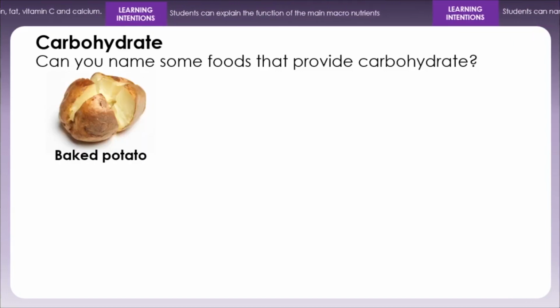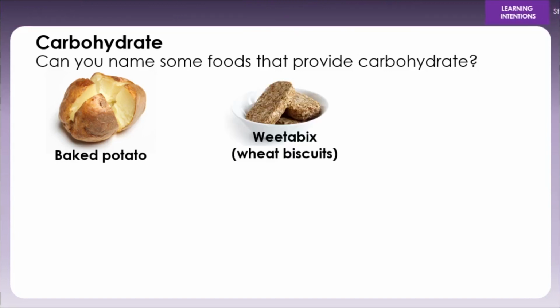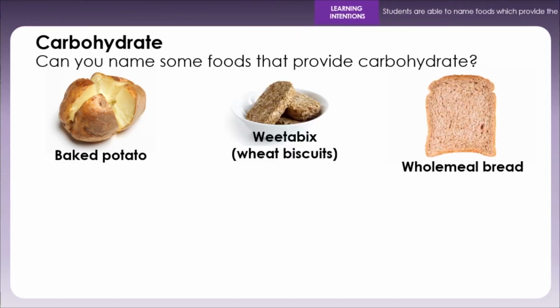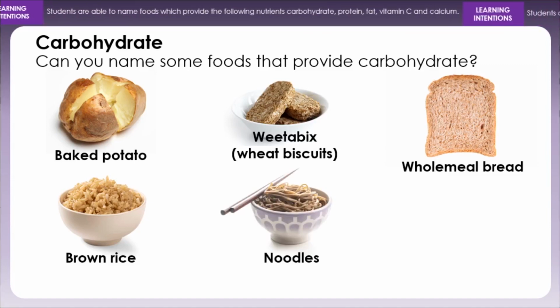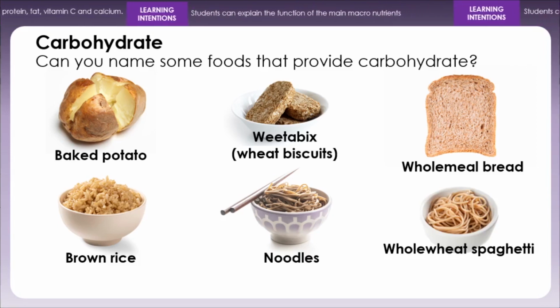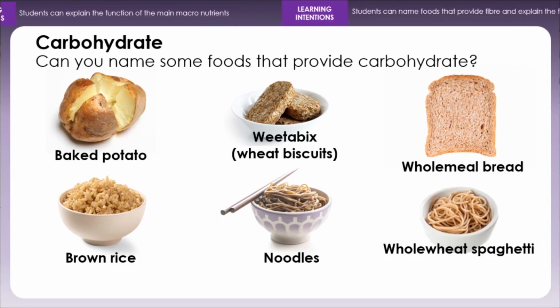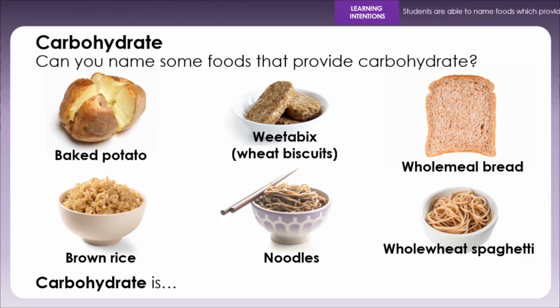So you get starchy carbohydrates in baked potatoes, in Weetabix, wholemeal bread, brown rice, noodles and whole wheat spaghetti. So we're going for the higher fibre sources of things. That's part of the Eat Well Guide recommendations. So these are all starchy carbohydrates.